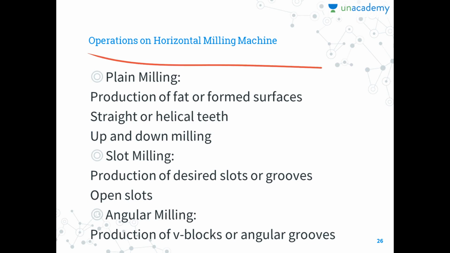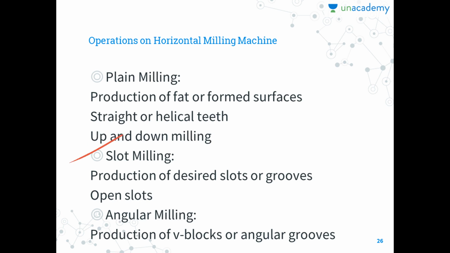You have something called plane milling, which is also called slab milling. It helps in the production of flat or formed faces which are parallel to the cutter axis. A plane or slab milling cutter has straight or helical teeth which is used in this process. There are two types, namely up and down milling. Up and down milling I have already shown you guys in the starting of this lesson.